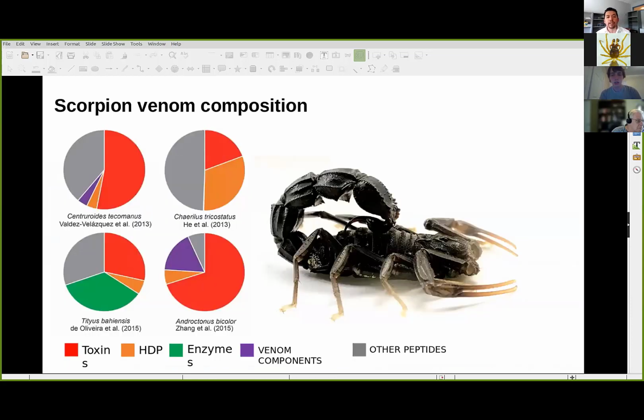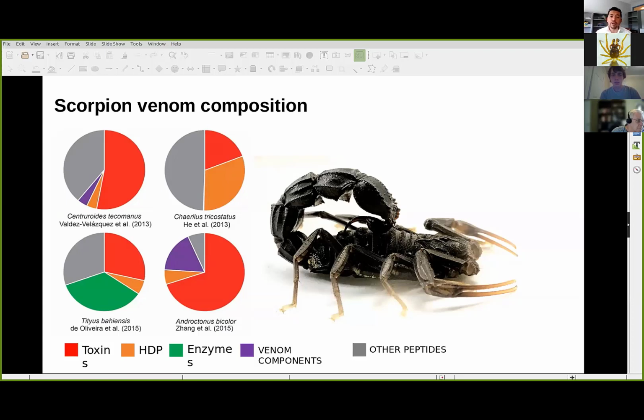But first, I need to tell you what has been done about the venom composition in these animals. In recent years, perhaps since 2000, the vast majority of research has been conducted exploring the composition of those highly toxic scorpions in the family Buthidae, right? Those animals that represent a danger to humans.